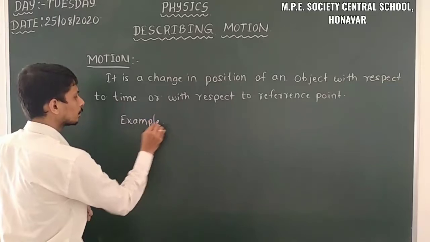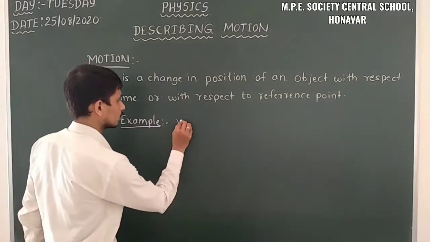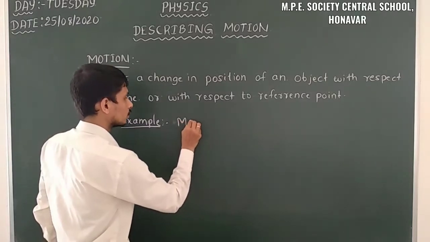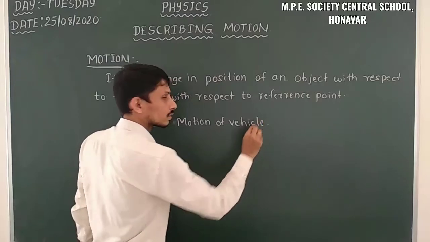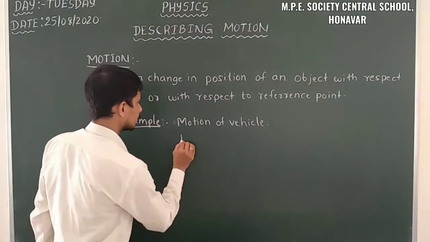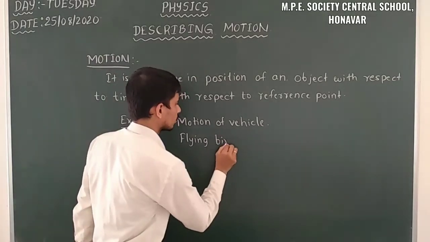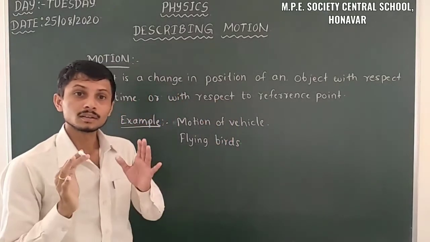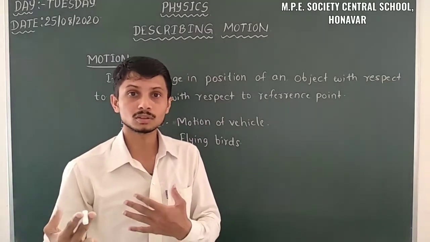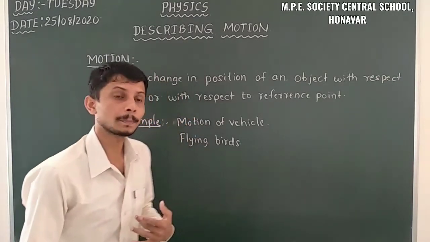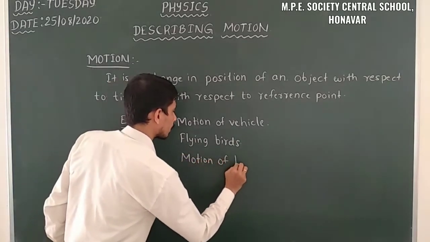You can give many examples in our surroundings. The motion of a vehicle means the vehicle is moving. Flying birds are also an example of motion. This is not restricted to our earth. Beyond earth there is also motion, that is, the motion of planets.